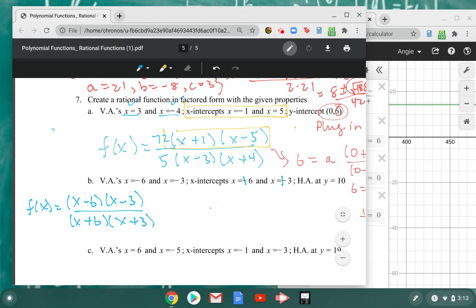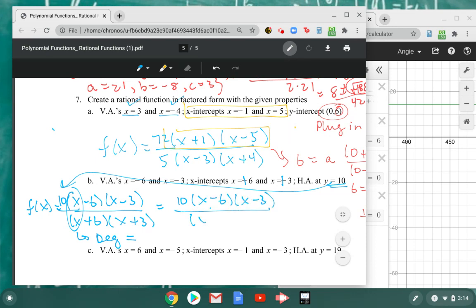So that means I need, this is going to be degree 2. This is actually really nice because as long as these degrees are equal, and they do, the degree of my numerator equals the degree of the denominator, that 10 is just going to go right out in front there. So y equals 10 goes right in front. So our factored form is 10, with the positive x-intercepts, we have x minus 6, x minus 3, and in the denominator, x plus 6, x plus 3. And you could graph that to make sure that you have everything like you want it.